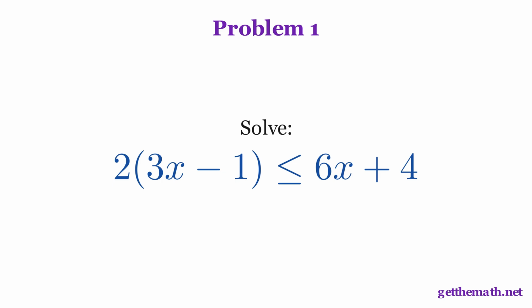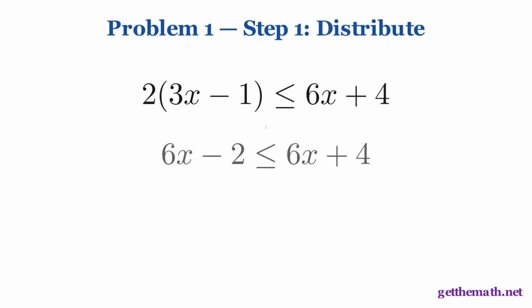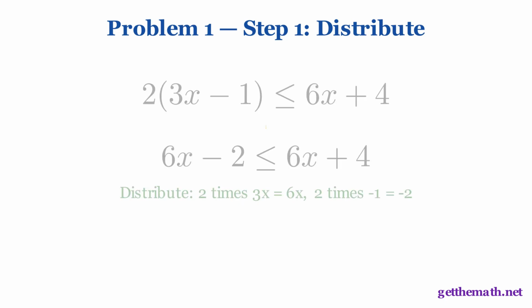Step 1 for problem 1. Distribute. 2 times 3x gives us 6x. 2 times negative 1 gives us negative 2. So the left side becomes 6x minus 2. The right side stays 6x plus 4. We now have 6x minus 2 is less than or equal to 6x plus 4.